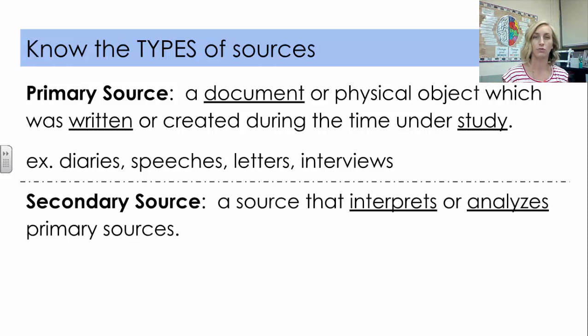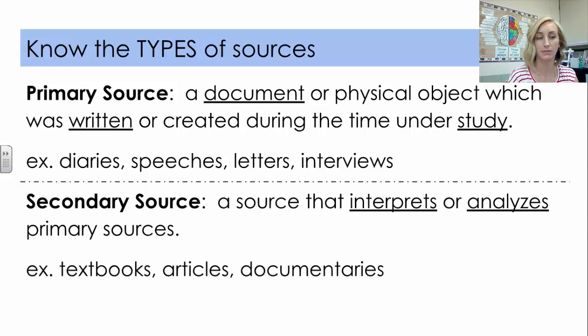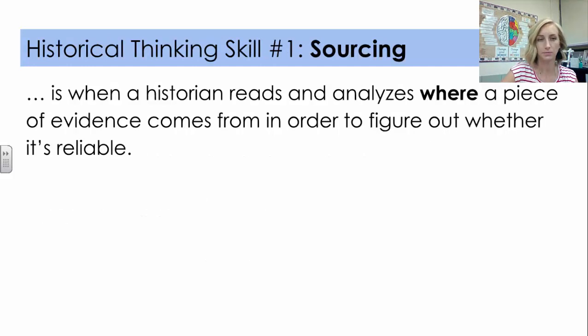A secondary source would be one that comes second, right? It comes after the time in which you're studying. It's a source that interprets or analyzes those primary sources. It's an interpretation of what happened. Some examples would be textbooks, articles, or documentaries.